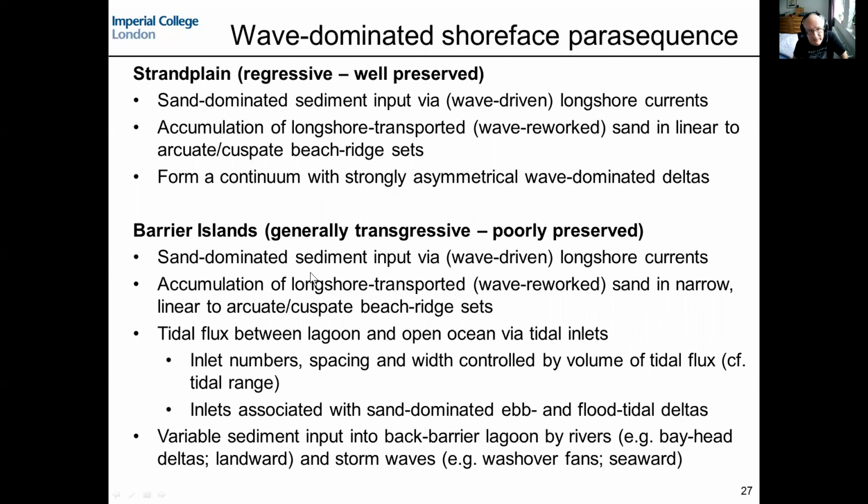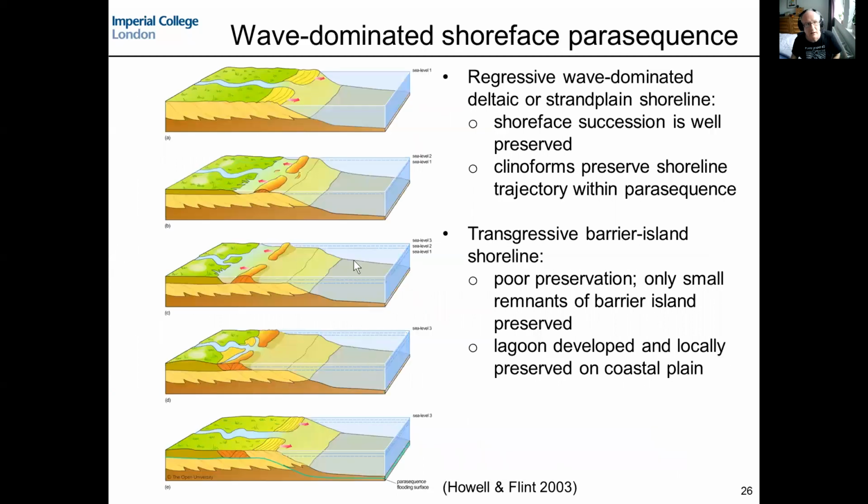Barrier islands are transgressive. Again, they tend to have a linear geometry because the sand is supplied by waves approaching the shoreline at an angle. They're narrow. We do also have breaks in the barrier island. So these are referred to as tidal inlets. These allow tides to move water and sediment from the open ocean into the lagoon. So even though we're thinking about a wave-dominated environment, tides are still present. So we invariably have more than one process, even if one is dominant in a particular environment.